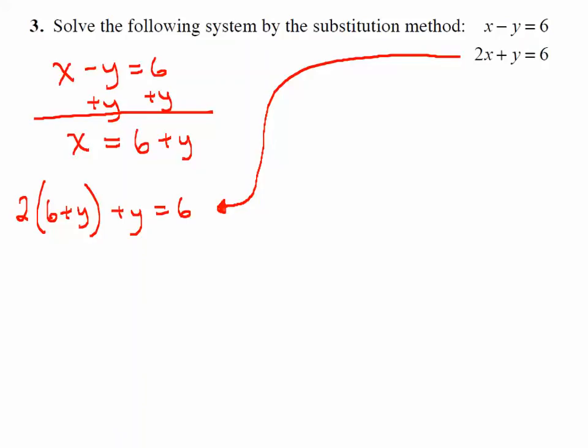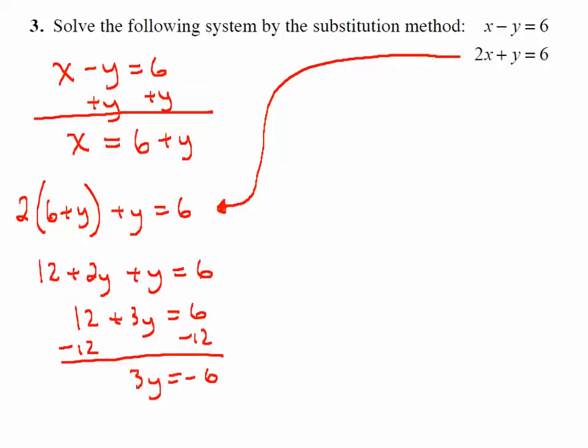Alright, let me continue this as we're getting low on time here. This time, you look at that distribution, you got to distribute that 2. So how about 12 plus 2y plus another y equals 6. All right, let's see, 2y and another y make 3y, so how about 12 plus 3y equals 6? Good there so far? Cool. Subtracting 12 from both sides. Hopefully you did that already here, but I got a 3y equals negative 6. And dividing by 3 should give you y equals negative 2.